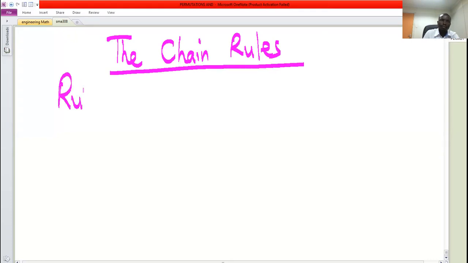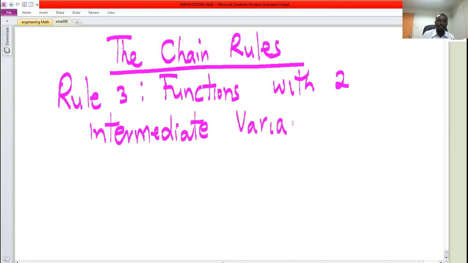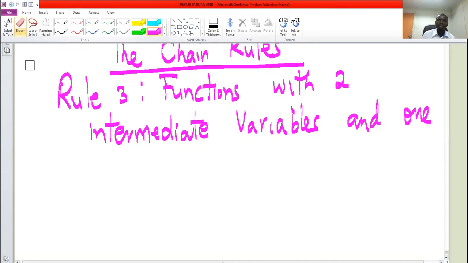So rule 3, functions with two intermediate variables and two independent variables.